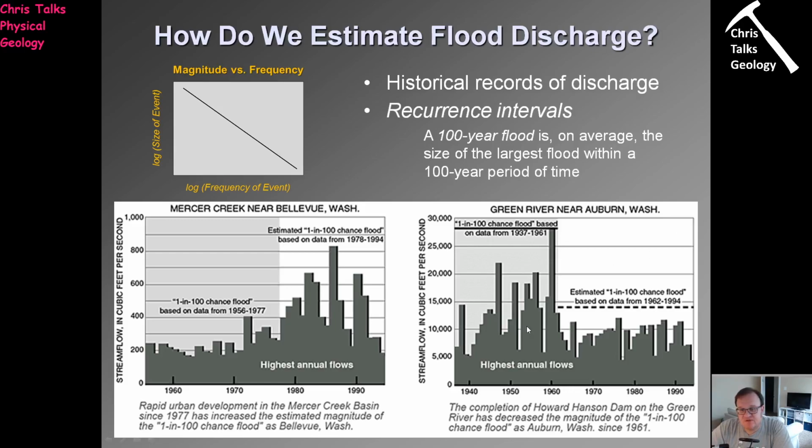Now in the case of Green River, you'll see discharges have actually gone down. So that would suggest that maybe they reforested, maybe they cleared some more grassland, maybe they built a dam, something that helps to essentially reduce the peak discharge of the river during the year.